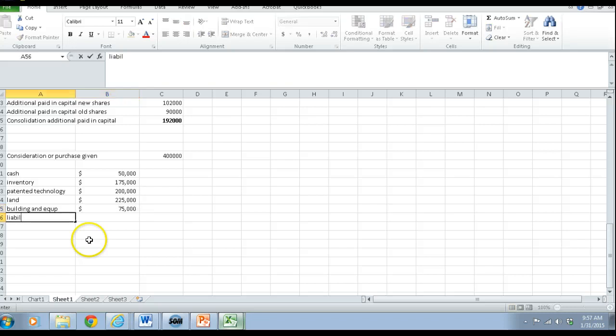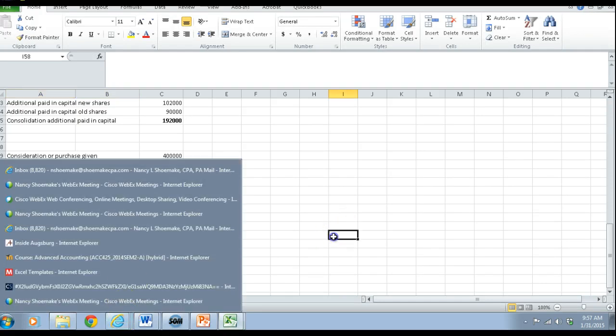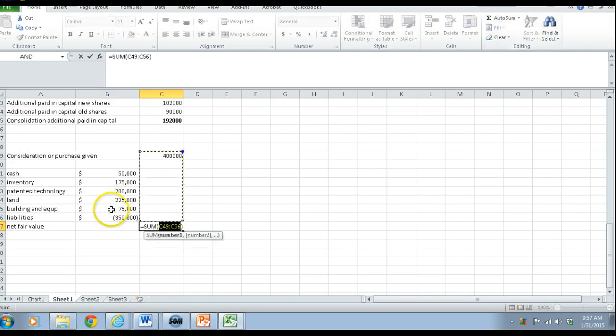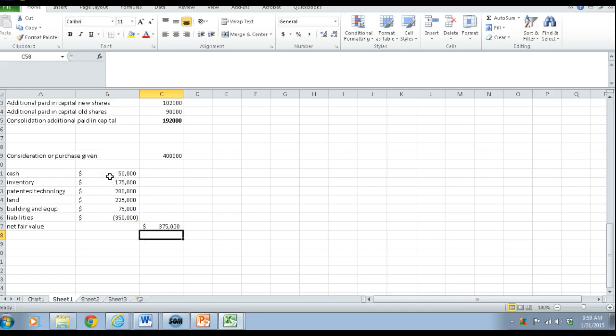And then our liabilities were at 350. The net here. The net fair value would be 375. Let me see what I'm doing wrong. Book value. That's it.